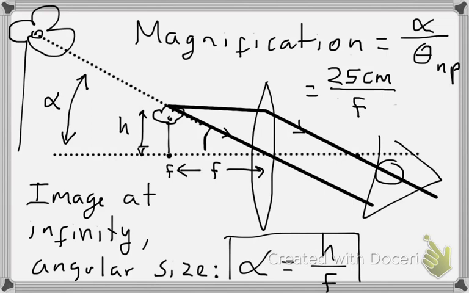So what that tells you is that if you use a converging lens with a focal length less than 25 centimeters, that is a magnifying glass. That's what we call a magnifying glass. You will have a magnification bigger than 1, which means the image will be bigger than just looking at the object with your naked eye.